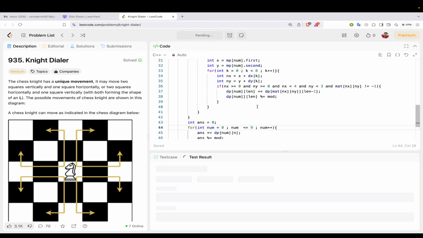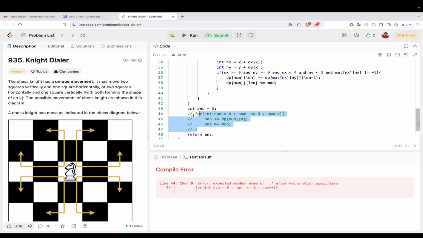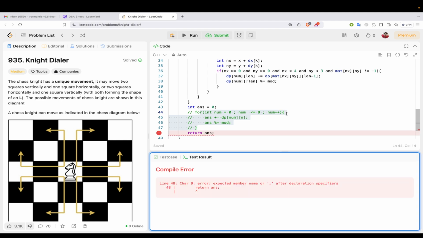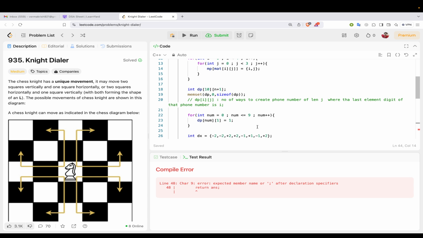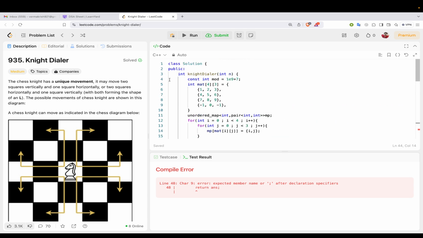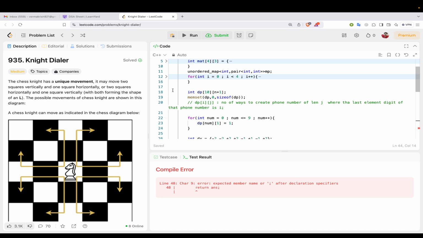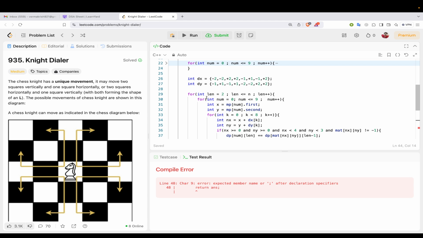Let's try to run it once again. So let me do the quick debugging. Is there anything? Return answer. We have to return integer only. So this is fine. This is memset dp 0, this is also fine. This is also fine. This is also fine.